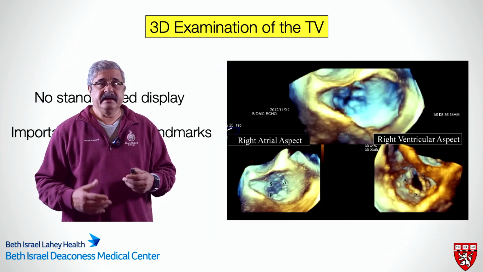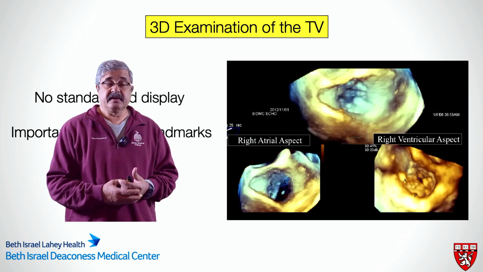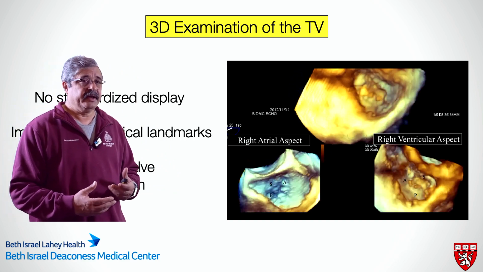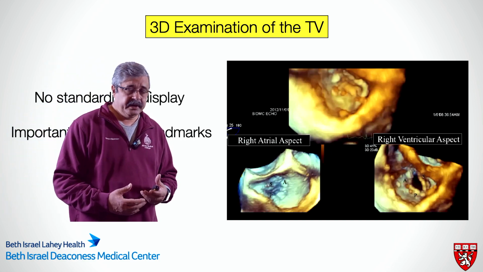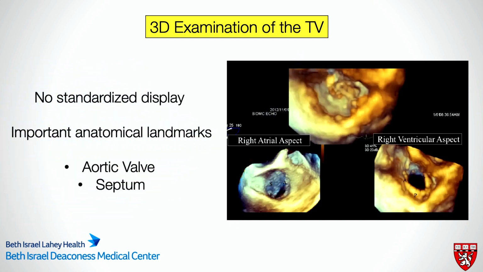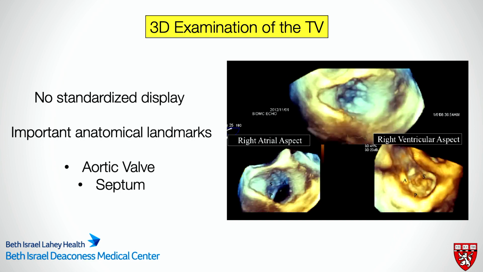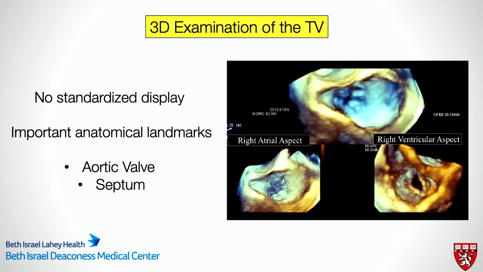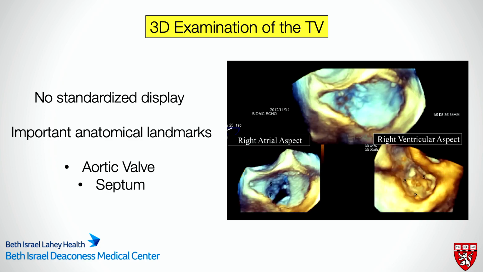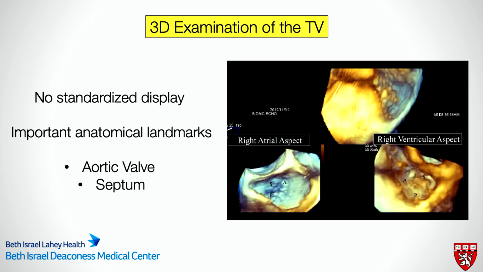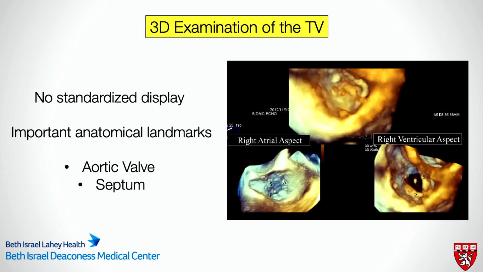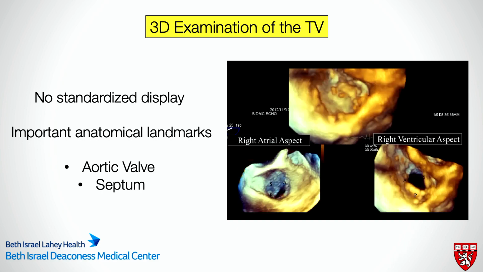The three-dimensional examination of the tricuspid valve is also hampered by the fact that there's no actual standardized display of the tricuspid valve. And what we are doing right now in these situations is simply identifying the leaflets in relation to the surrounding anatomical structures. For example, like I've reiterated in the past, the aortic valve: the relationship of the leaflet to the aortic valve identifies that this is the anterior leaflet. The one that is related to the septum is the septal leaflet, and therefore the third one that remains is the posterior leaflet.